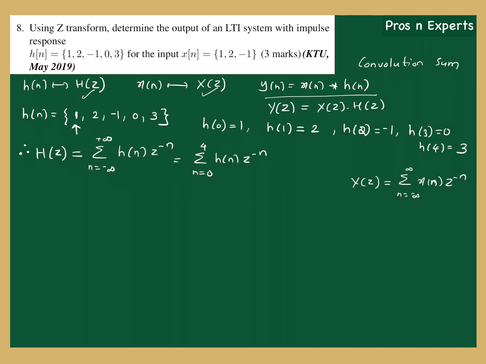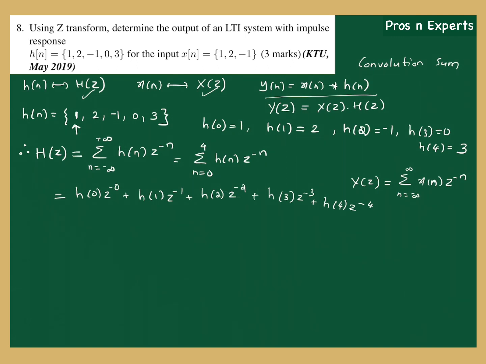Okay, and the only way forward is to expand the sigma, and we can do that. That becomes h(0) into z raised to minus 0, plus, putting n equal to 1, h(1) into z raised to minus 1, n equal to 2 becomes h(2) z raised to minus 2, plus h(3) z raised to minus 3, plus h(4) z raised to minus 4.